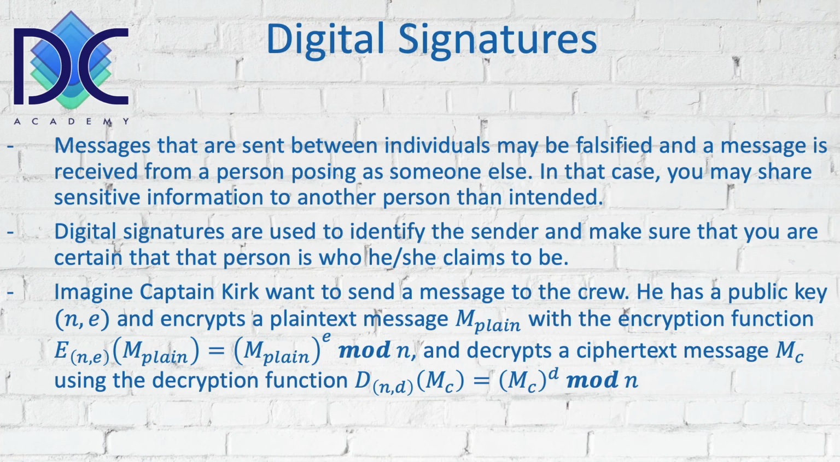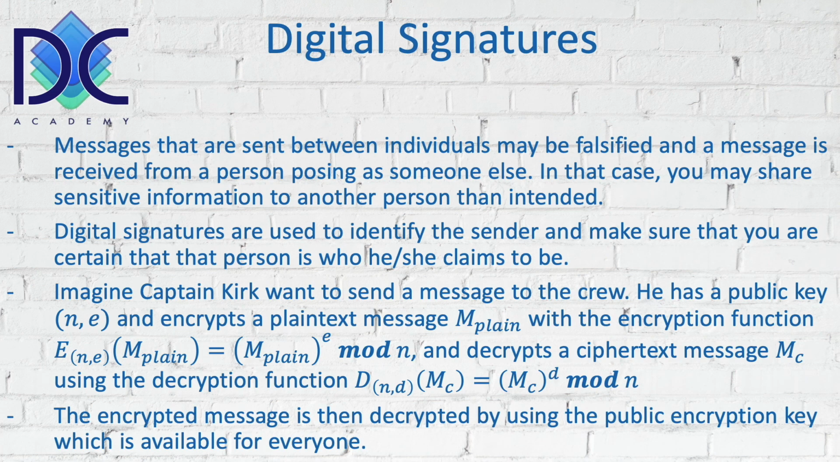He has a public key N and E and encrypts a plain text message M plain with the encryption function E of N, E, M plain, which is M plain to the power E modulus N, and decrypts a ciphertext message, MC, using the decryption function. So we have D of N, D, MC is equal to MC to the power D modulus N. So basically, the encrypted message is then decrypted by using the public encryption key, which is available for everyone.